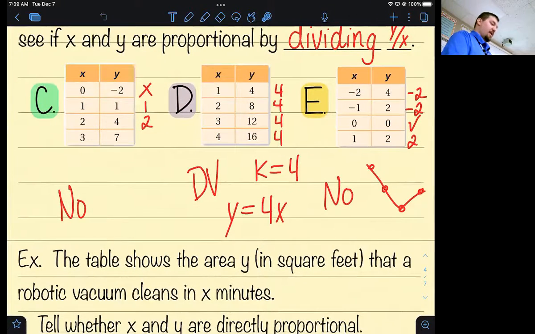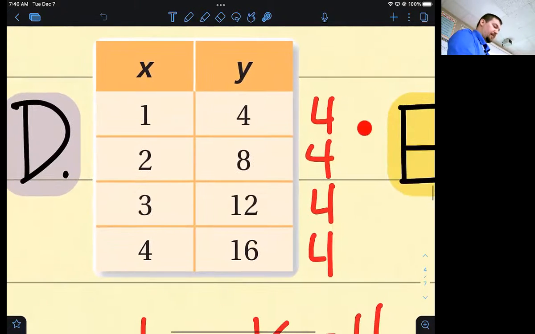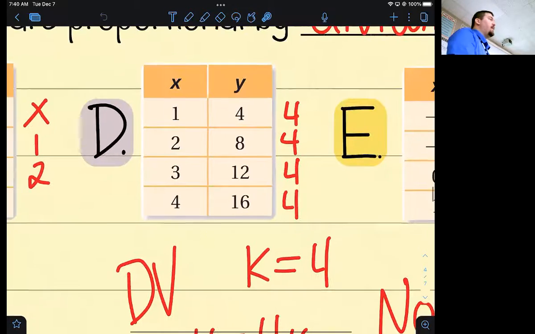There was one direct variation in this group, and it was example D, because you got the same K value of 4 every time you did y divided by x. So the K value was 4, and the equation was y equals 4x. Just because you don't see that it goes through the origin doesn't mean it actually doesn't. It just means the points they give you were up here, and eventually it will go through the origin. All you have to do is divide, and you can see, oh yeah, it is going to go through the origin because you get the same value each time.